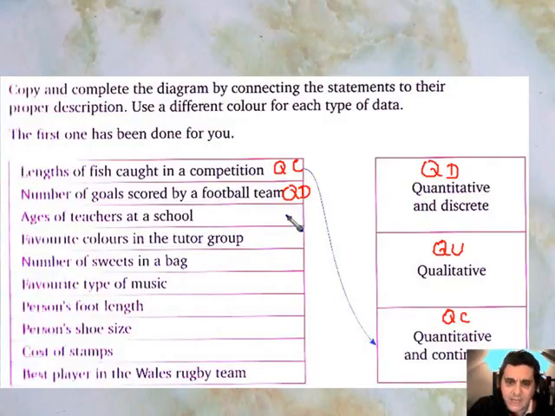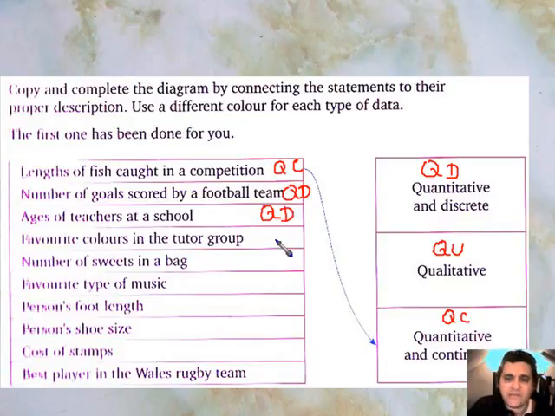Alright. Next one, the ages of teachers in a school. Again, we're talking about quantity here, and I would say it's going to be discrete because we tend to quote ages as a whole number of years. So we don't go about saying I'm 23 years, 4 months, 1 week, 2 days, 6 hours, and get all ridiculous. So the ages of teachers at school will be discrete. So that'll be Q and a D.